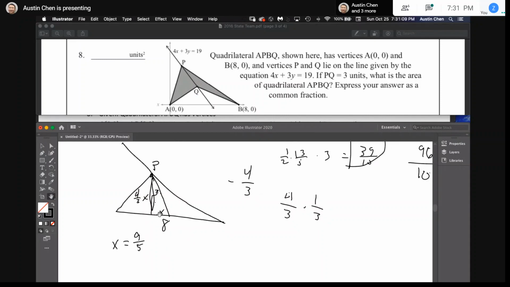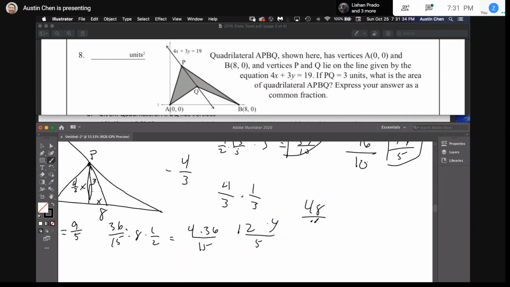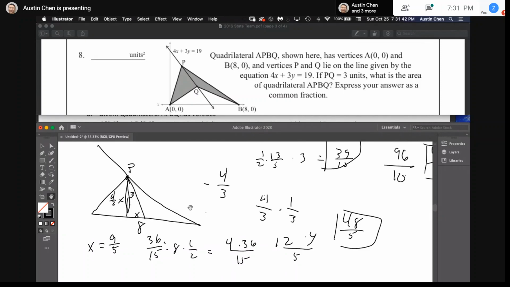If x is 9/5, then this is just 36/15, right? We get a base of 8, so then the area of this is just 4 times 36 over 15. Oh no, 36 over 15, that's 12 over 5. So then it's 12 times 4 over 5, and that is our answer. It's 48/5. Yeah, that way is a lot faster. That's actually really good.